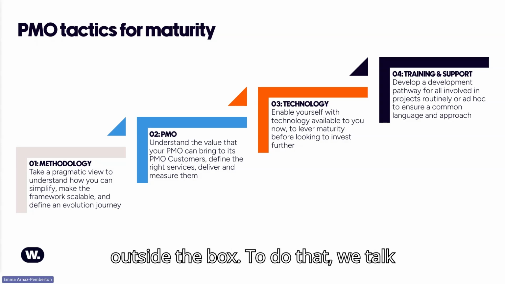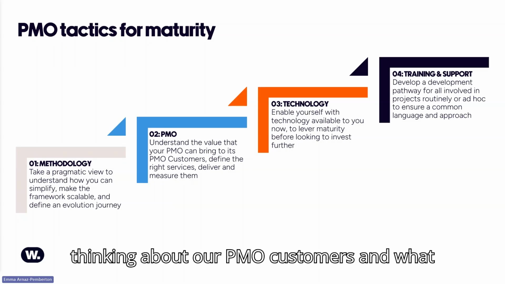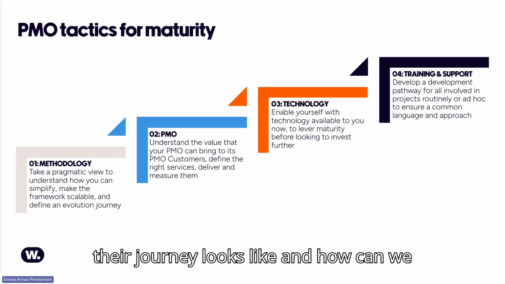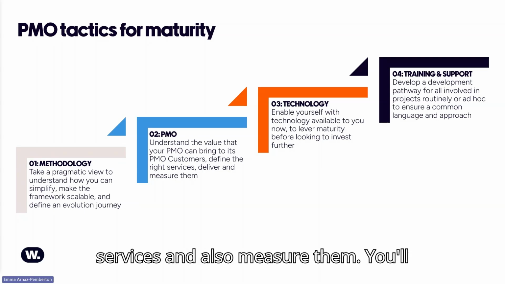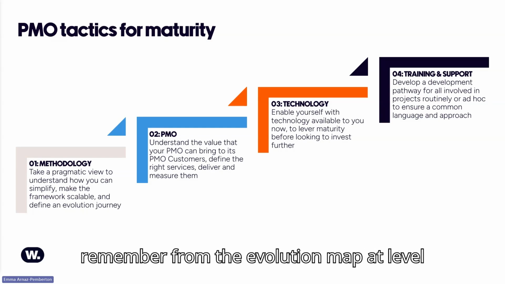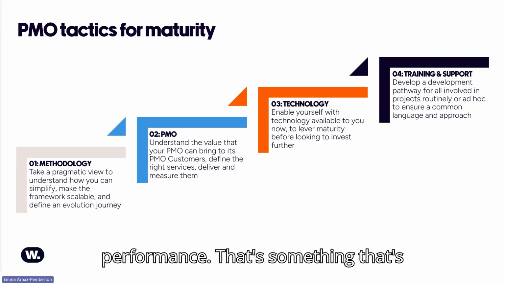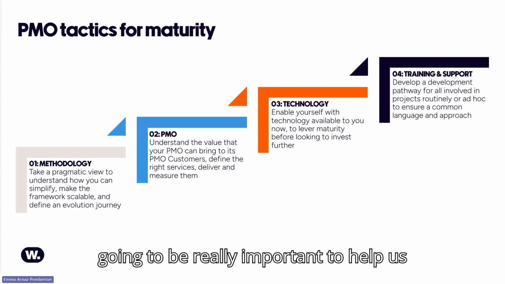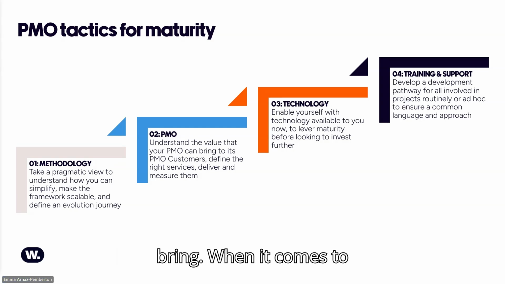To do that, we talk about the PMO as a service provider, so thinking about our PMO customers and what their journey looks like, and how we can define the right services, deliver those services, and also measure them. You'll remember from the evolution map at level 4, we should also be measuring the PMO's performance. That's something that's going to be really important to help us articulate the value that we bring.